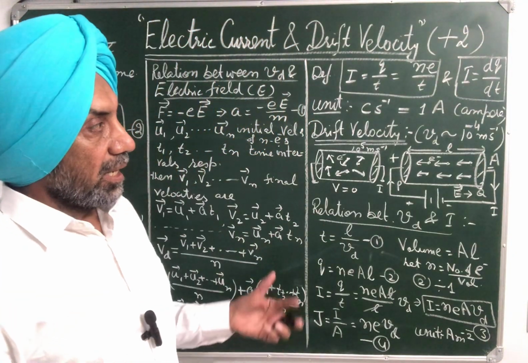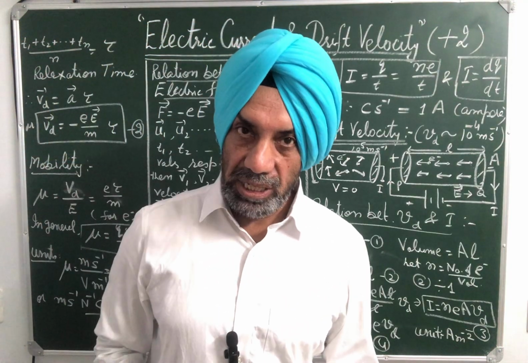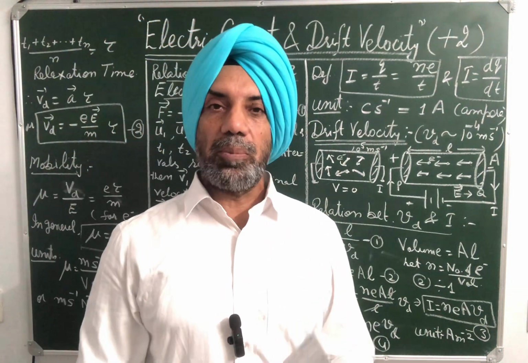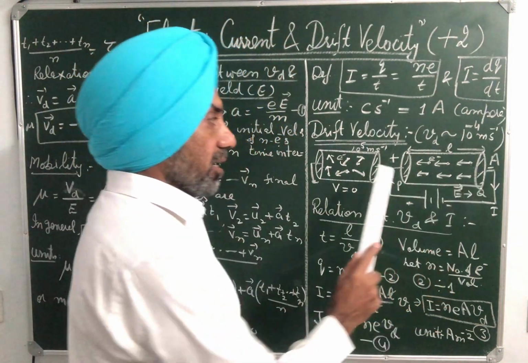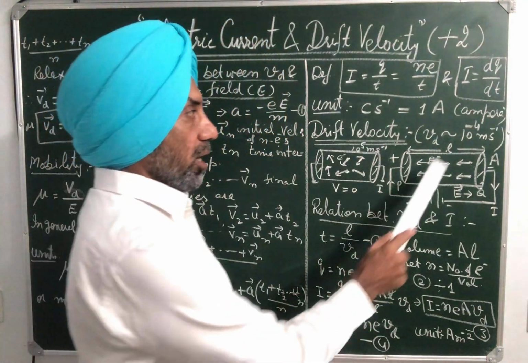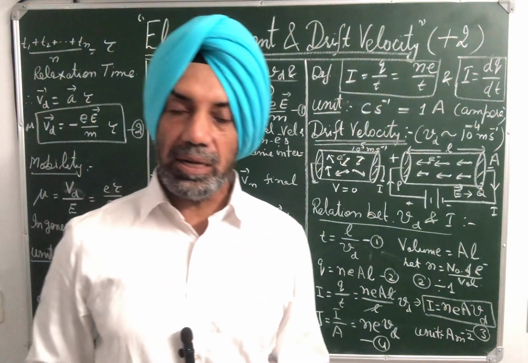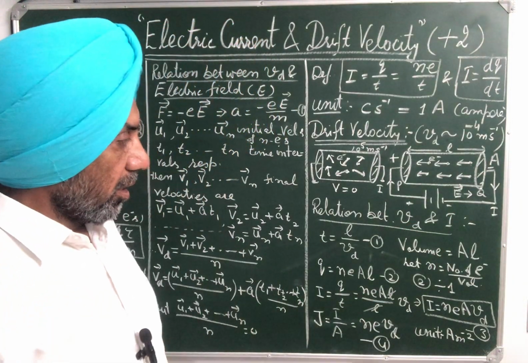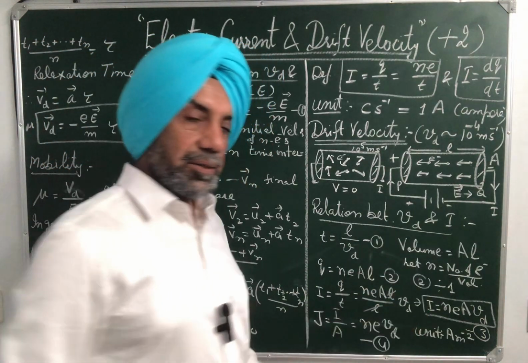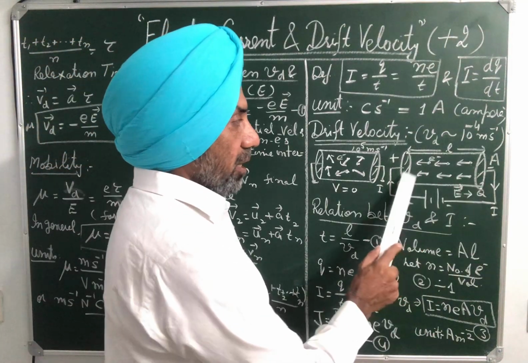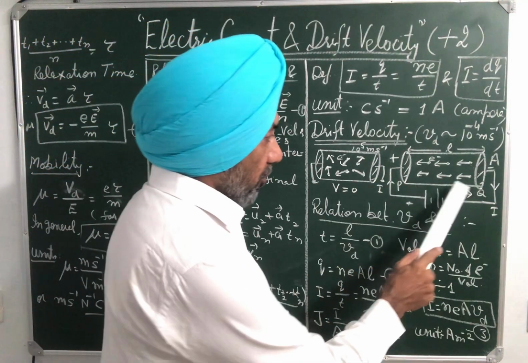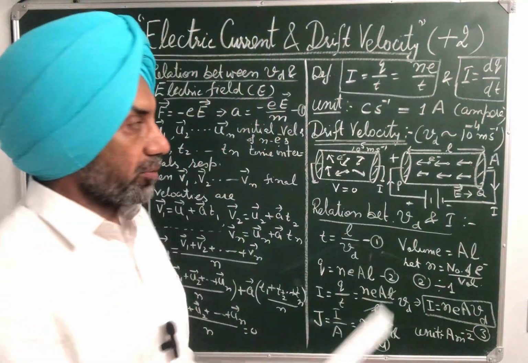So drift velocity, the average velocity with which each and every free electron is drifted toward the positive end under the influence of electric field is called drift velocity, and it is very small, of the order of 10 raised to minus 4 meter per second. Now, if we have to deduce relation between drift velocity and electric current, suppose L is the length of the conductor, A the area of cross section of the conductor, N is the number of free electrons per unit volume of the conductor.